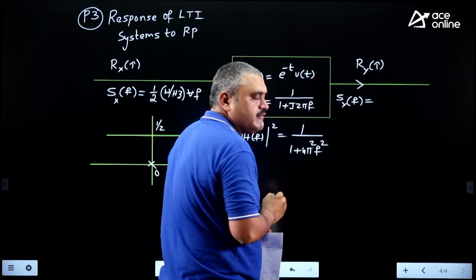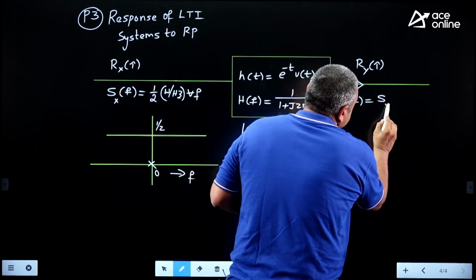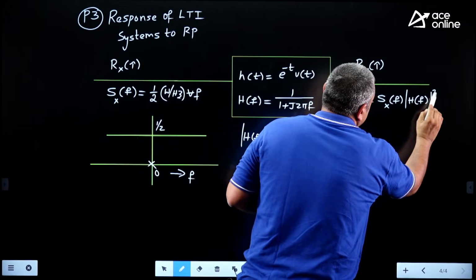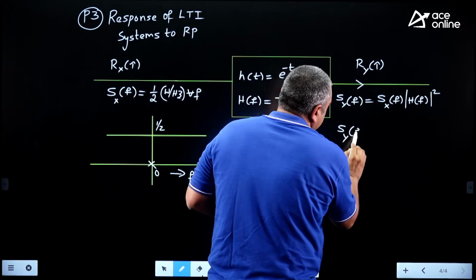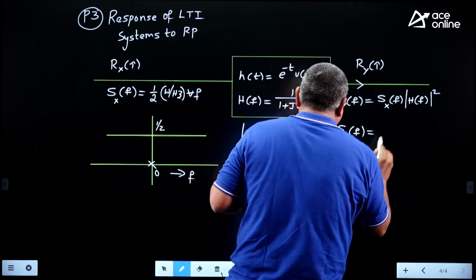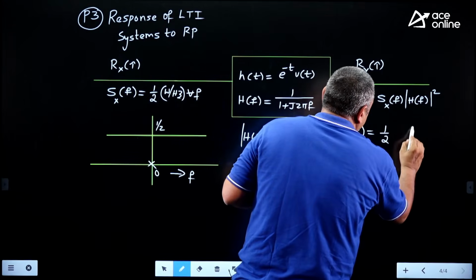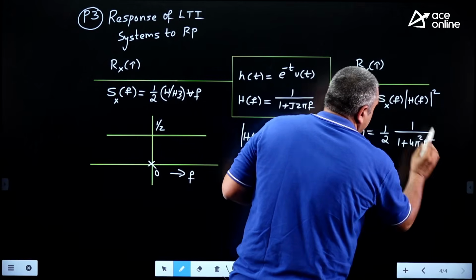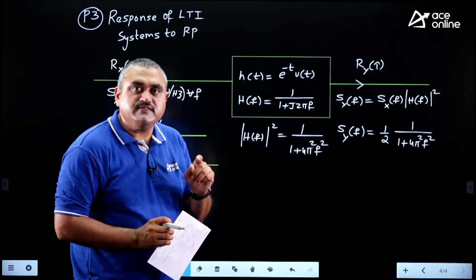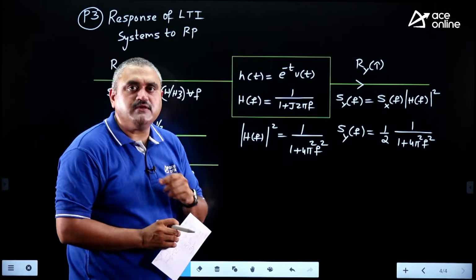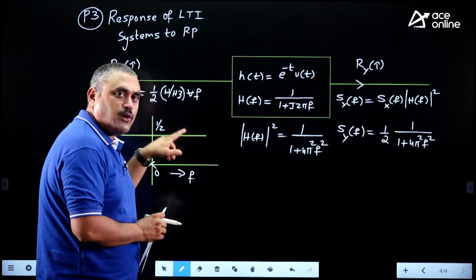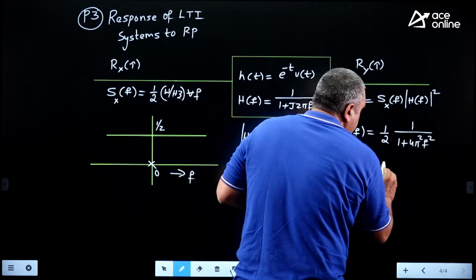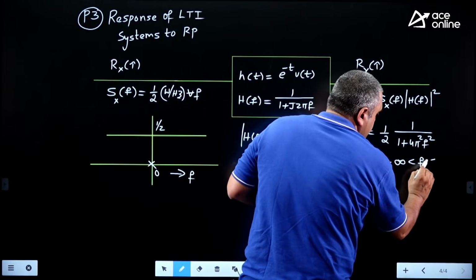So what is the relation we have? Sy of f is equal to Sx of f multiplied by mod of h of f whole square. So what would be this Sy of f now? Input power spectral density is 1/2 multiplied by mod of h of f whole square is 1/1 plus 4 pi square f square. Now very important observation here is you have to fix the limit of integrals, or from where to where your frequency is coming. This is valid for all frequencies. This is also valid for all frequencies. So whatever output you are getting has values from minus infinite to plus infinite.